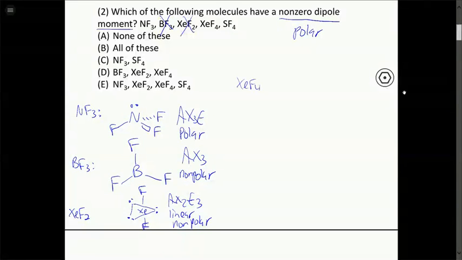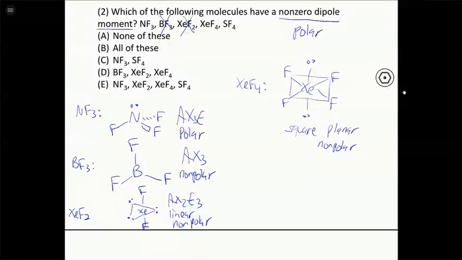XeF4 gives us an AX4E2. So we put the lone pairs opposite each other, and that gives us a square planar arrangement of the fluorines. So it's a square arrangement. And this is also nonpolar because the individual bond dipoles cancel each other out. There's one pointing towards each fluorine, but there's also one pointing in the exact opposite direction, so they all cancel. So square planar is another one of our nonpolar geometries.